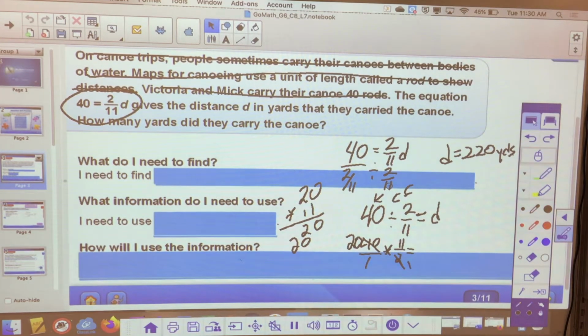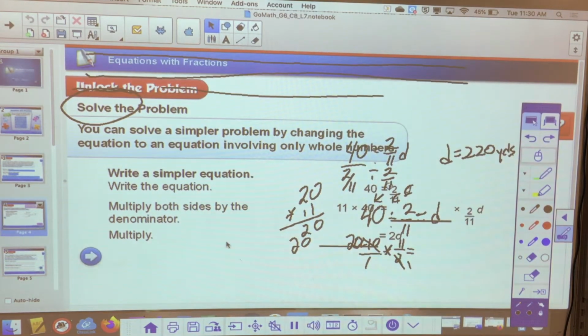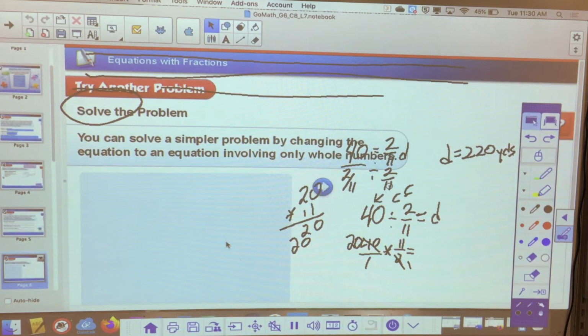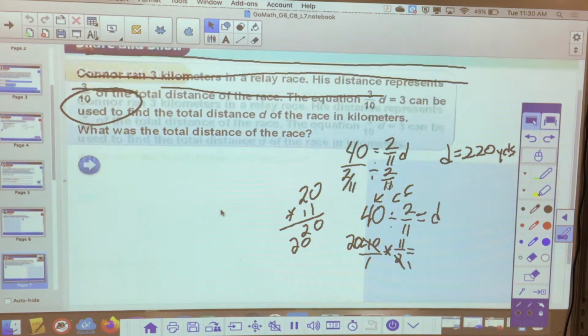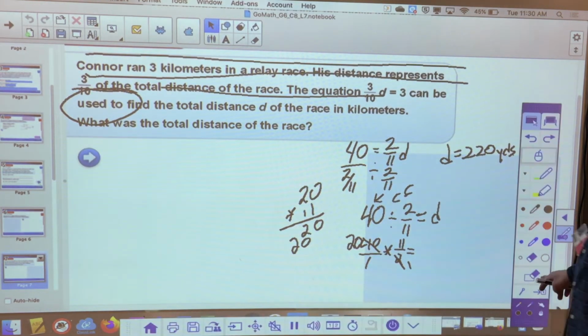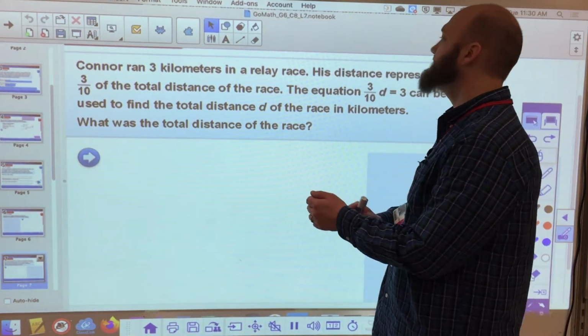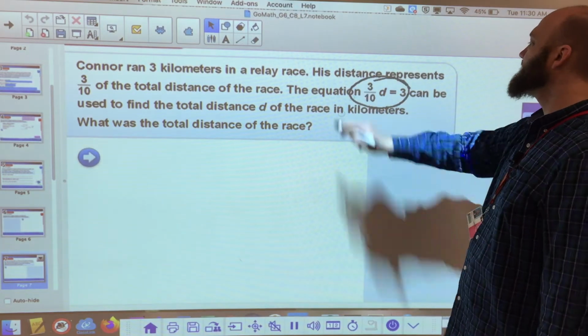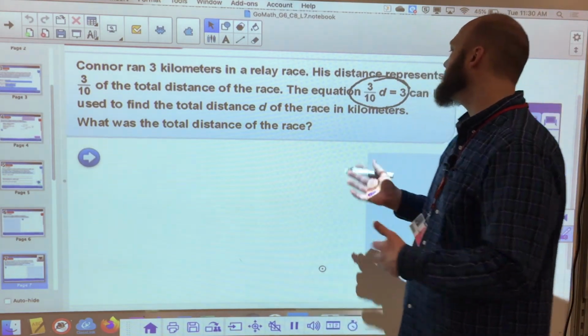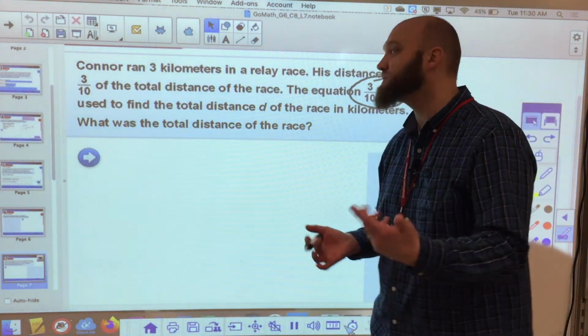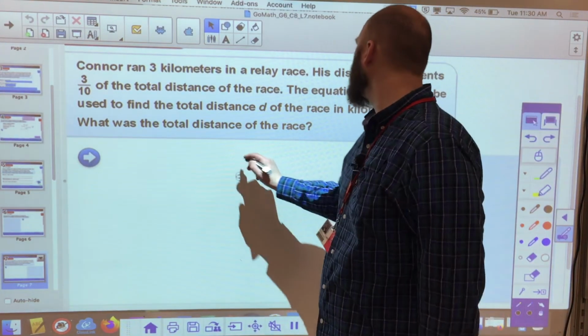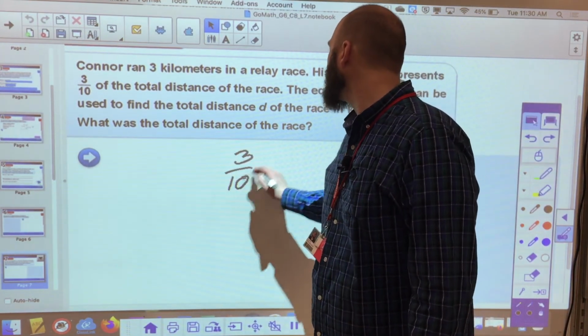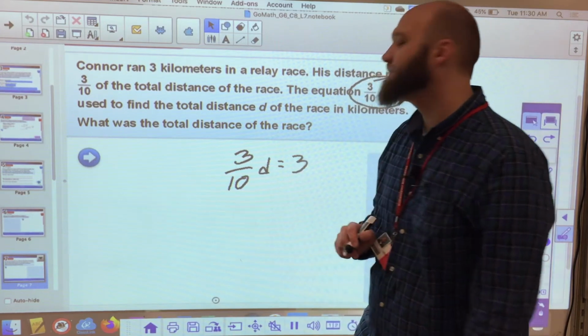So let's try just one more here. Connor ran 3 kilometers in a relay race, and his distance represents 3/10 of the total distance. The equation 3/10 d equals 3 can be used to find the total distance d of the race in kilometers. What's the total distance? So start with the equation. 3/10 d equals 3.